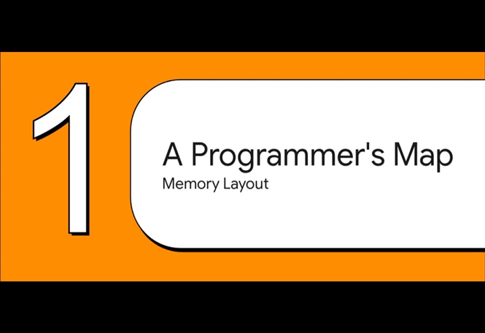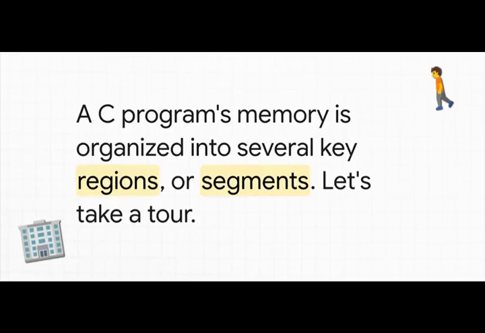Okay, so let's unfold this map. You might think of memory as this big, chaotic jumble, but it's actually the opposite. A C program's memory is a super organized structure, neatly divided into different regions or segments. And understanding this map is, seriously, the first step to becoming a master of memory. Think of it like we're taking an architectural tour of a building.